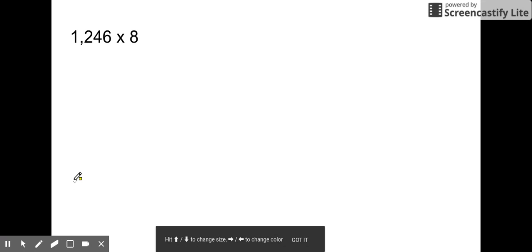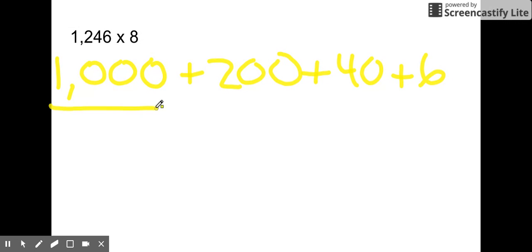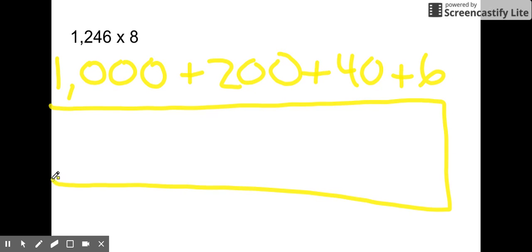I'm going to start by putting all of my factors in expanded form. So I have 1,000 plus 200 plus 40 plus 6. And I'm going to be multiplying that by 8. Everywhere I have a plus sign, I'm going to draw a line. So now that I have 4 digits, I'm putting in 4 boxes.